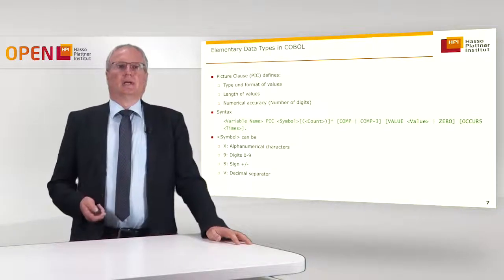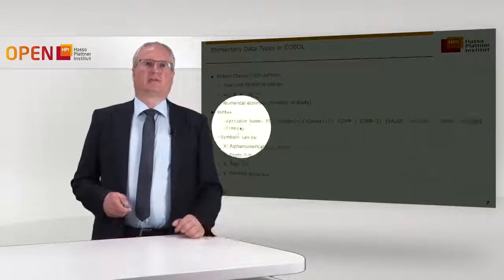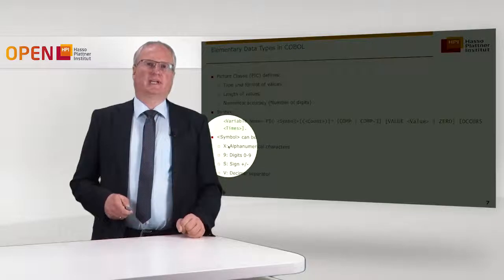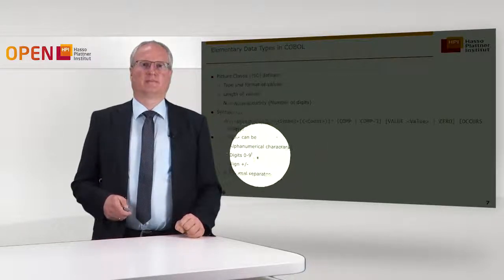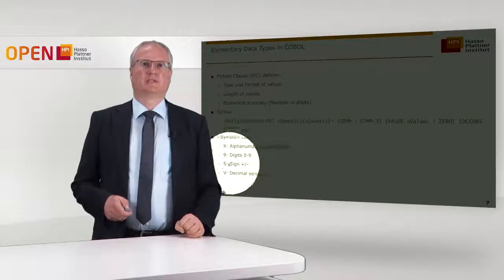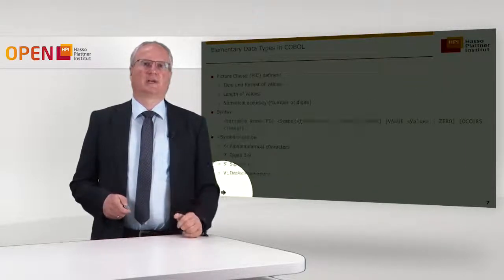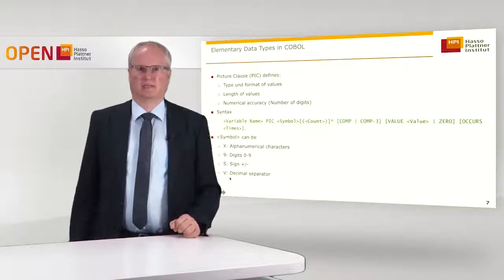Okay. For the symbol, for the type, there are different options. We have seen already X is for alphanumeric characters, 9 is possible for digits, for BCD numbers, for example. S indicates a sign inside this format string, and the V indicates the decimal separator.